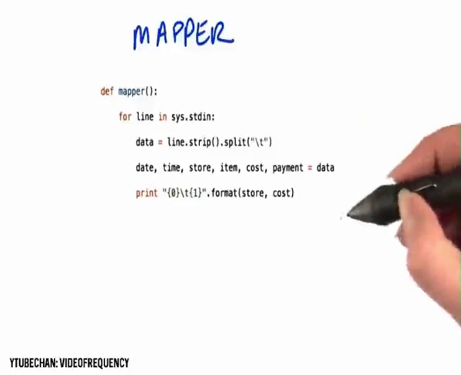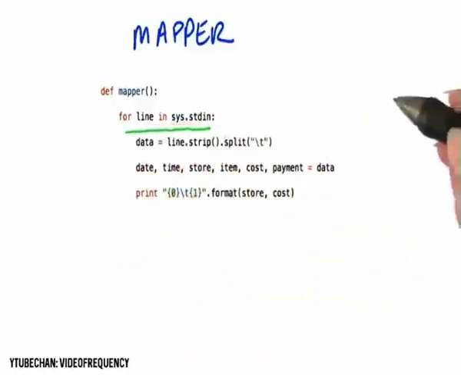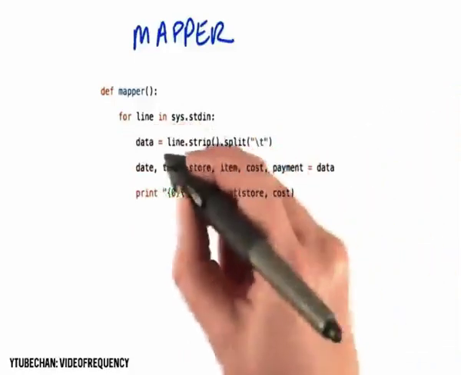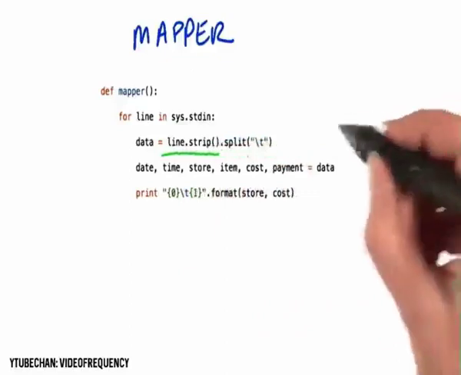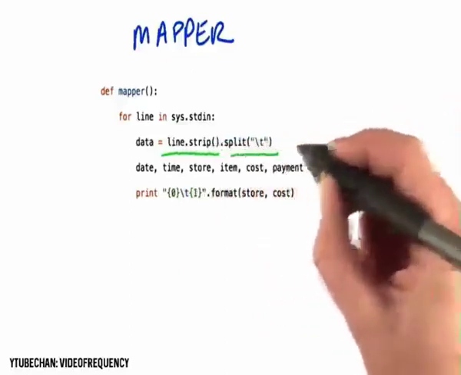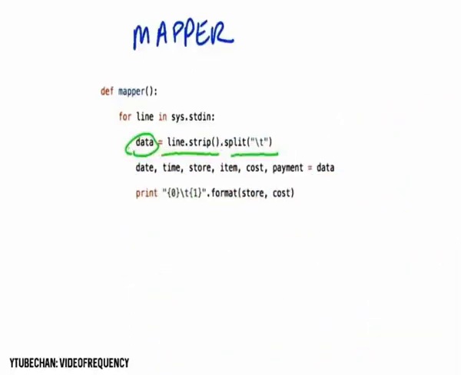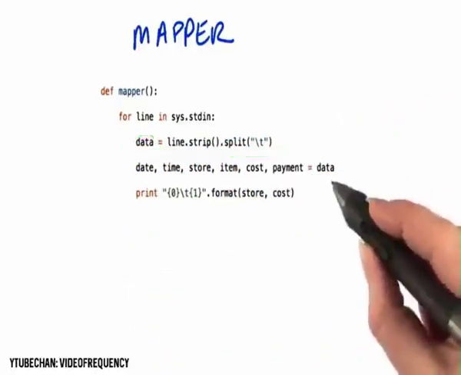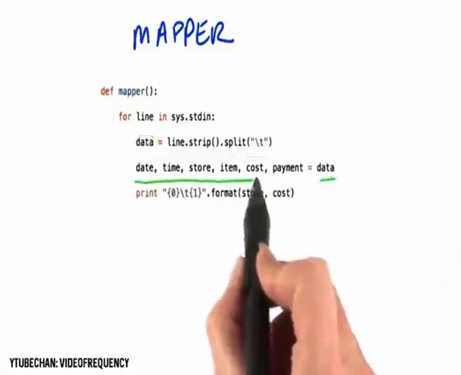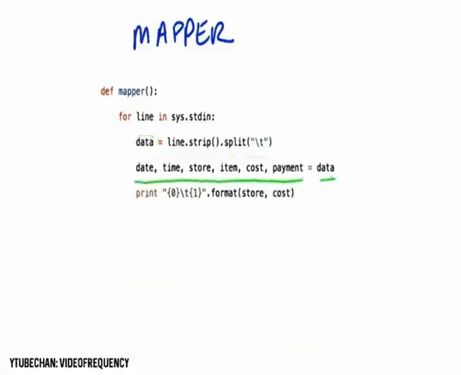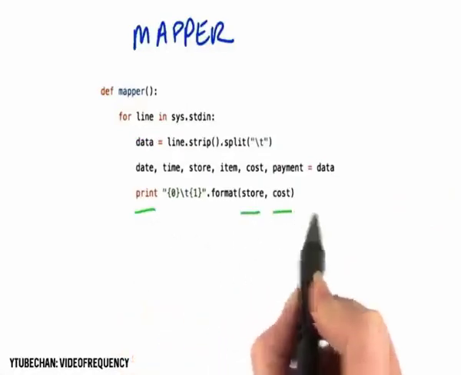Here's our mapper code. Let's look at it line by line. We're going to loop around standard input, which gives us a line at a time. Of course, the line will have a new line character, so let's strip that off, plus any other white space around the line. Since our line is tab delimited, let's split on tab at the same time. This gives us an array called data. So now we'll take the array, data, and assign it into individual variables for date, time, store, item, cost, and payment. Lastly, we'll print the items we care about, which is store and cost.